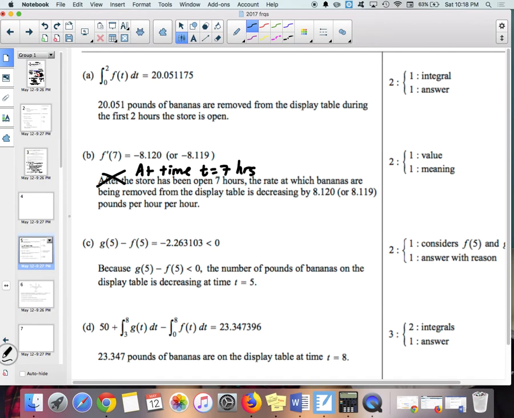All right, and then C: if you consider f of 5 and also g of 5, and then you give your answer with reason, you get 2 points. And then part D, you've got 2 points for the integrals, so having this part and also this part, and then 1 point for your answer, which was the 23.347.